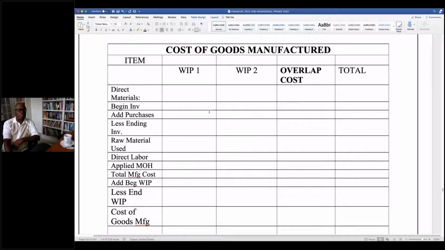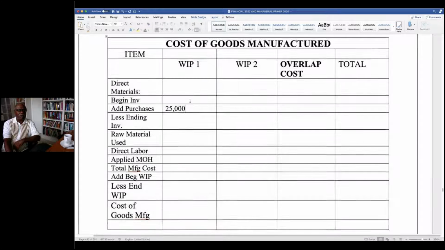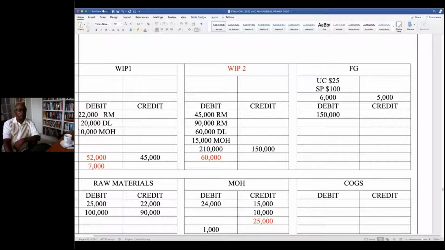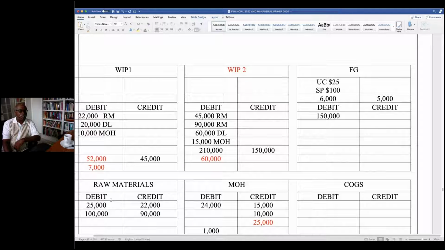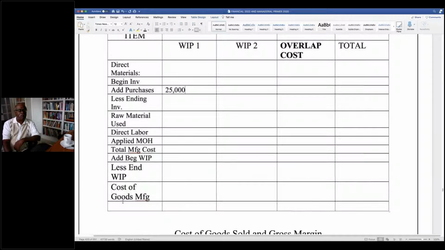Okay, so for work in process one, we don't have a beginning inventory, but we do have added purchases, which would be 25,000. Where did that come from? From the raw material purchase. So we could have gone right to this account, right? Yes, but they say 22,000. 25 is what we purchased. Yeah, you could have gone to the problem. All right.